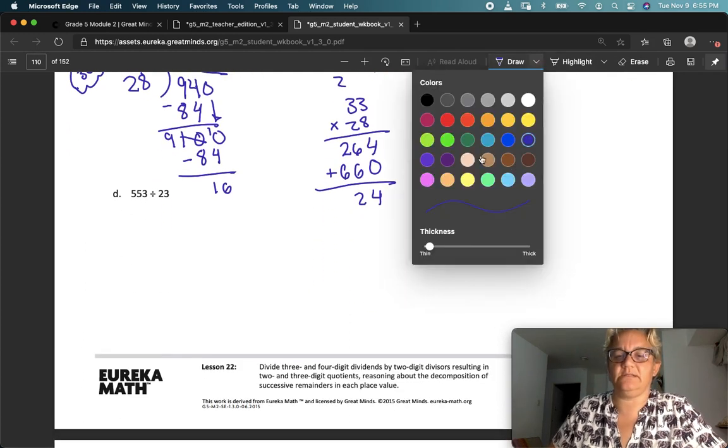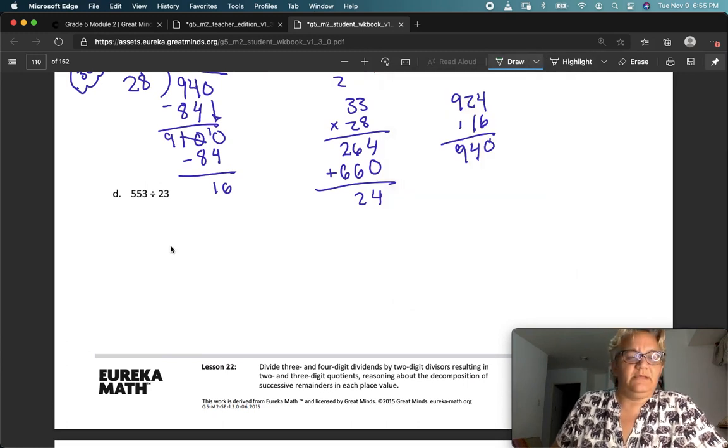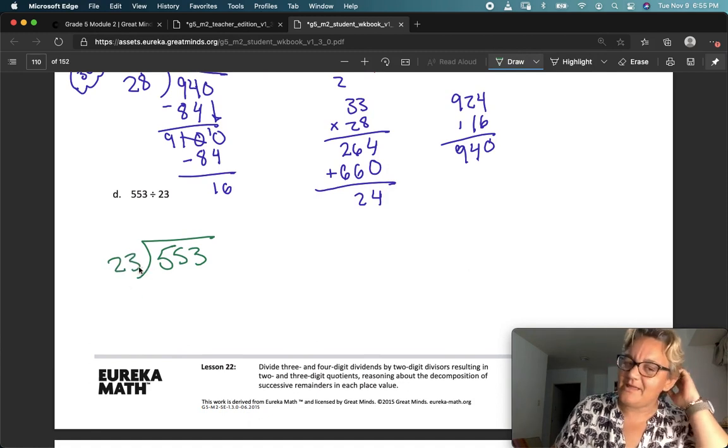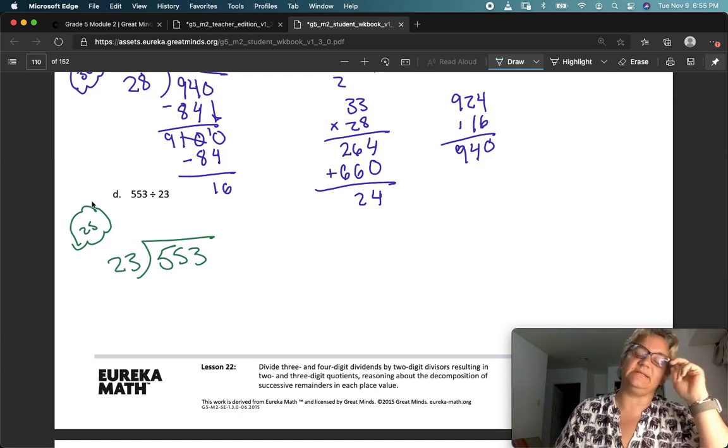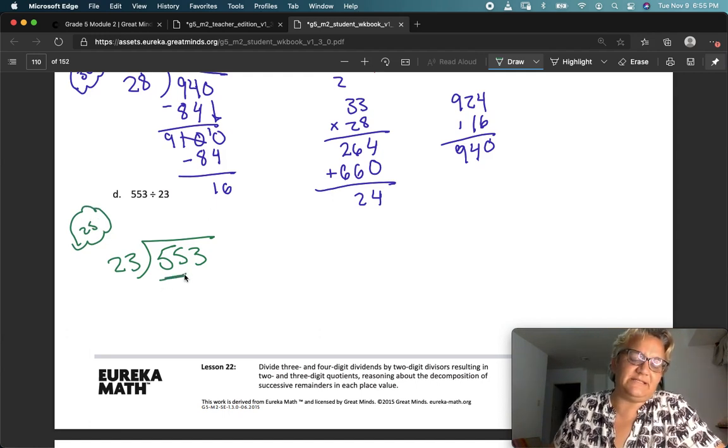Let's change colors again. Let's do green. 553 divided by 23. Now I am going to think in my head, I'm going to think of that as 25 because I can multiply by 25 pretty easily. So I need it to fit into this number, which is 55. Well, 25 times 2 is 50, so there we go. 2 times 3 is 6. 2 times 2 is 4. Then I have 9 left over. Is that right? 9 left over? Yep. Bring down the 3, and now I have 93.